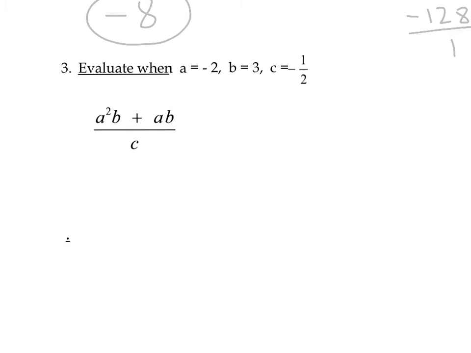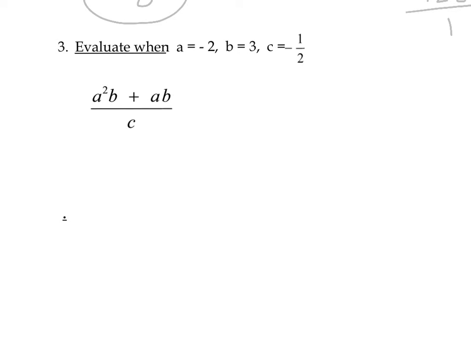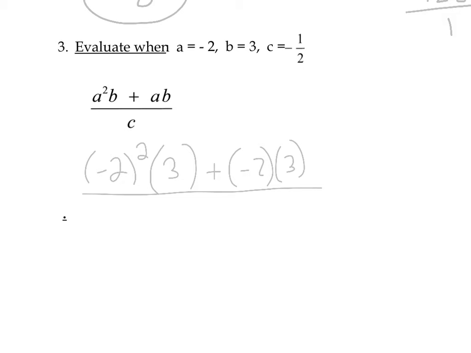Question number 3. If you take a look at question number 3, we have to first substitute and then follow GEMDAS or PEMDAS. So first, let's substitute. A squared, so negative 2 to the second power, make sure you use parentheses, times b, which is times 3, plus a times b, which will be negative 2 times 3, and everything divided by c, and in our case c is negative 1/2. So what I just did, I substituted. I didn't do any arithmetic yet.